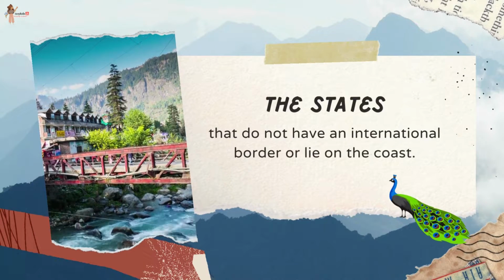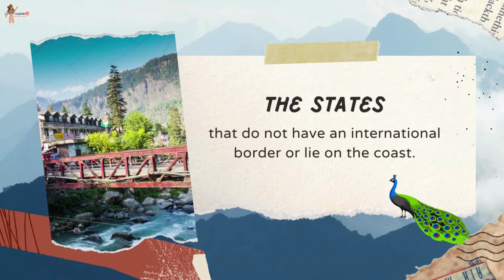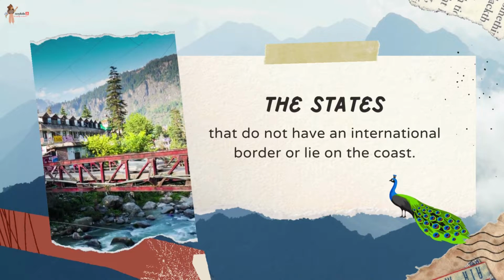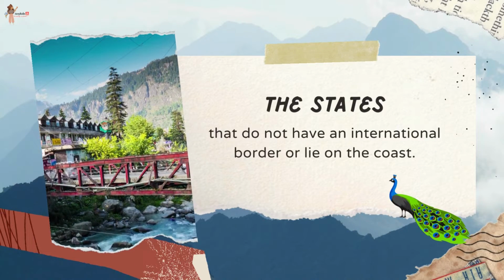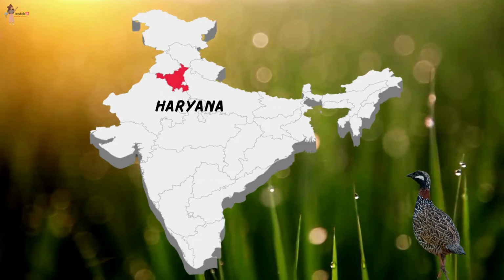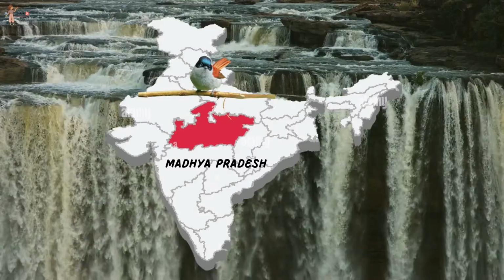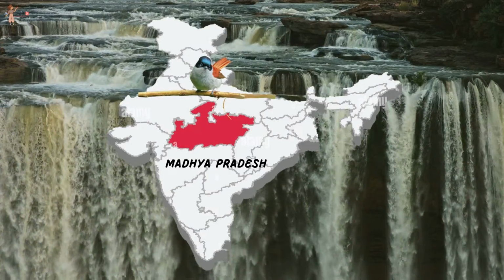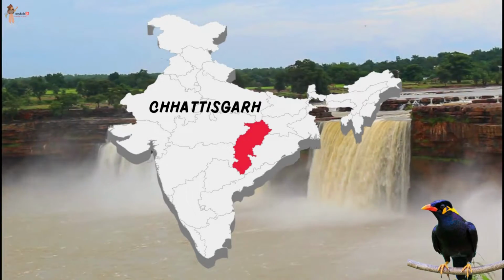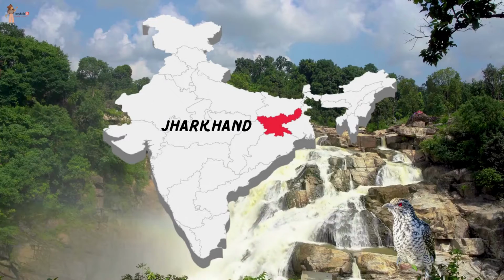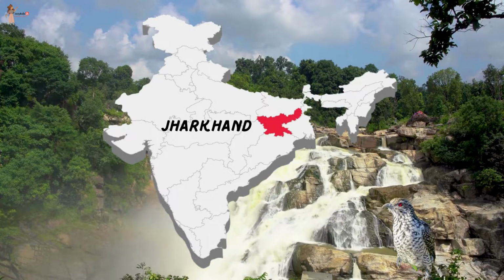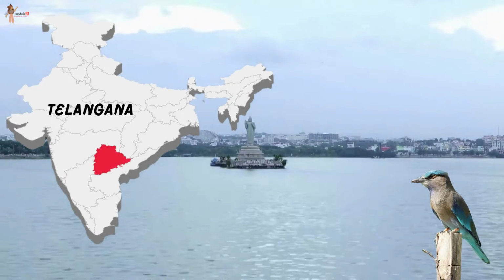Do you know the states which do not have an international border and also they do not lie on a coast? Well, these are Haryana, Madhya Pradesh, Chhattisgarh, Jharkhand, and Telangana.